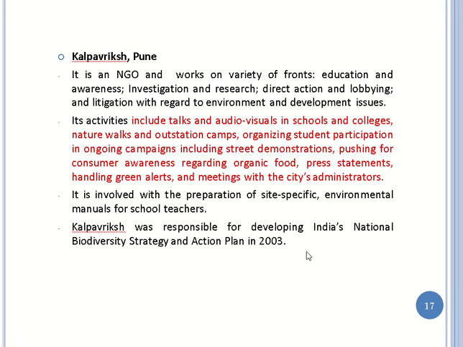This is the one used to generate, you can say, the action plan to be taken to conserve India's biodiversity. So it was given by Kalpavriksha.